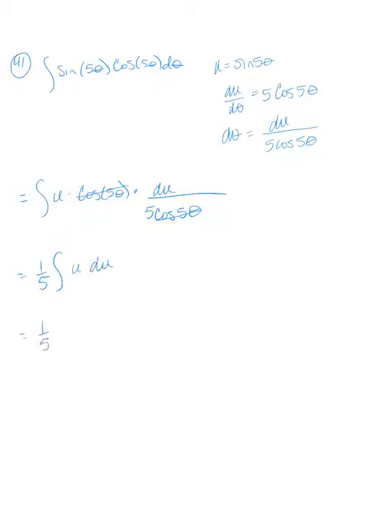So this is 1/5. Antiderivative of u is 1/2 u squared. So this becomes 1/10. And then instead of u, I'm going to put in the expression that I let u equal at the beginning. Sine 5 theta squared plus c.